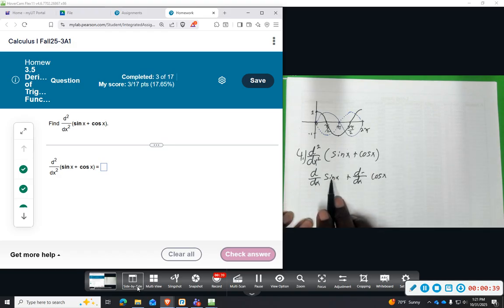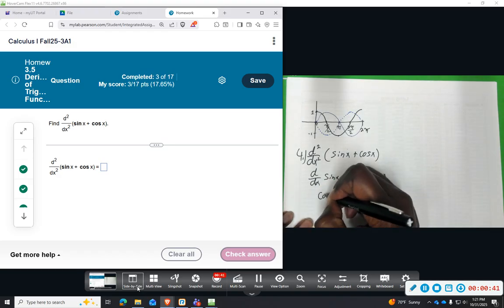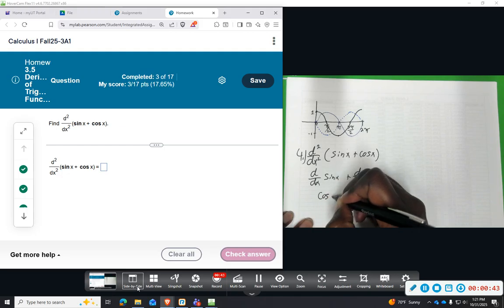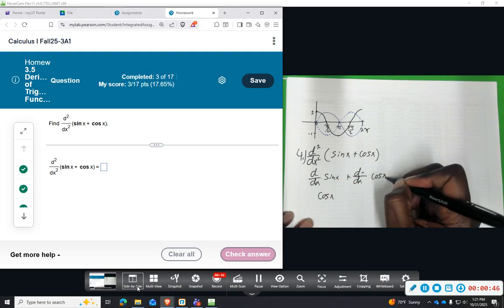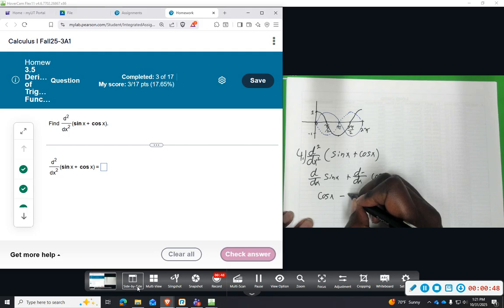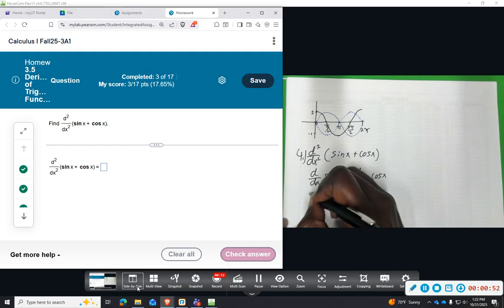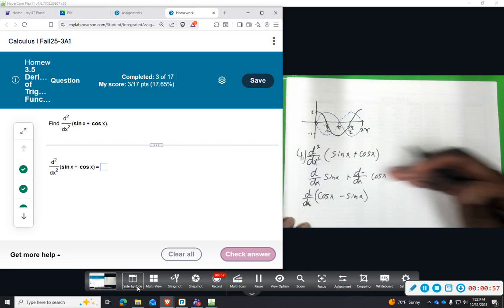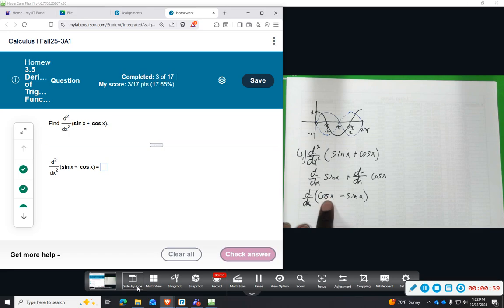So derivative of sine x is cosine x. Derivative of cosine is a negative sine x. And then you take the derivative of this function, and that's going to give you the second derivative. So first you take one, and then you take it again. Derivative of cosine is going to give us a negative sine x. And derivative of a negative sine is going to be a minus cosine.